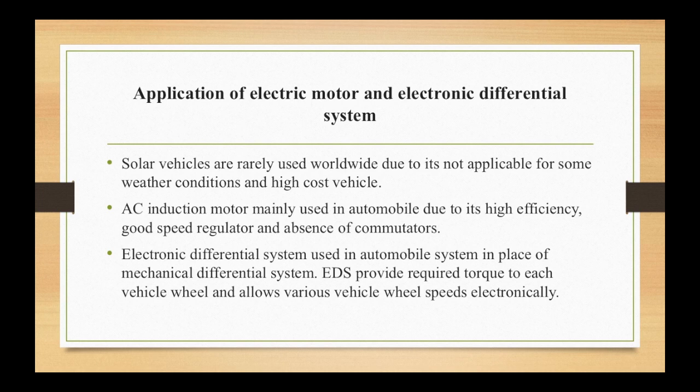Now, about the electronic differential system, it is used in automobiles in place of the mechanical differential system. The electronic differential system supplies torque to each vehicle wheel and allows different wheel speeds electronically. For example, it splits the torque and speed between the two tires on turns. It gives the inner tire more speed than the outer tire, and that happens by command from the controller. That is a good advantage of the electronic differential system.